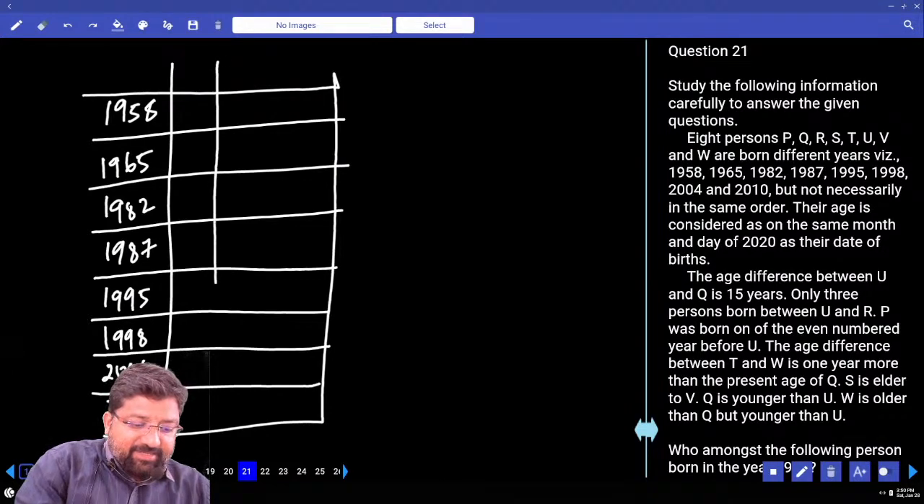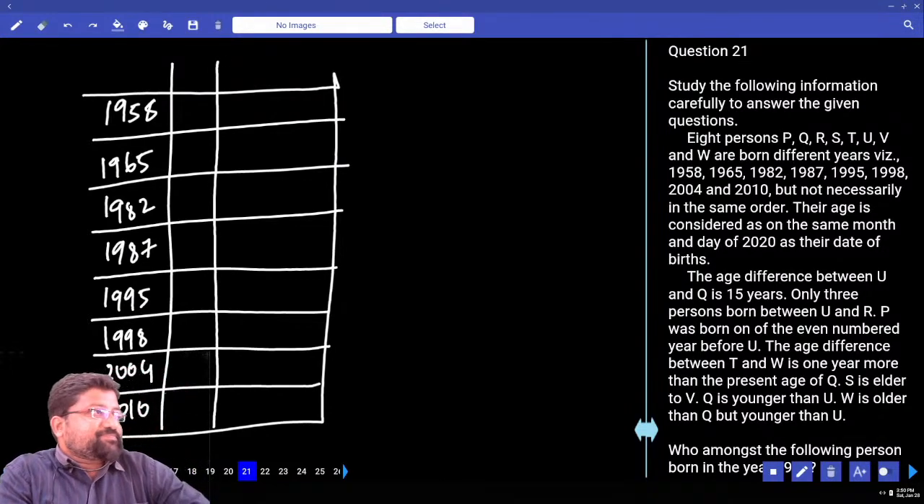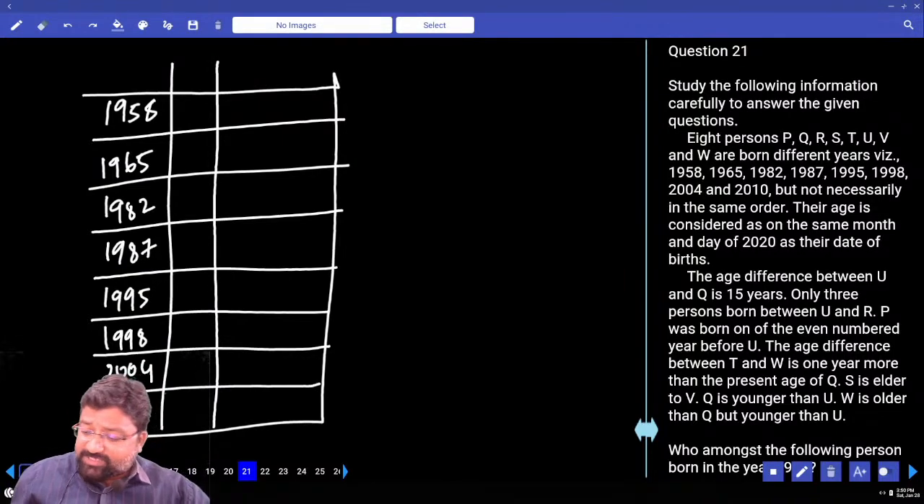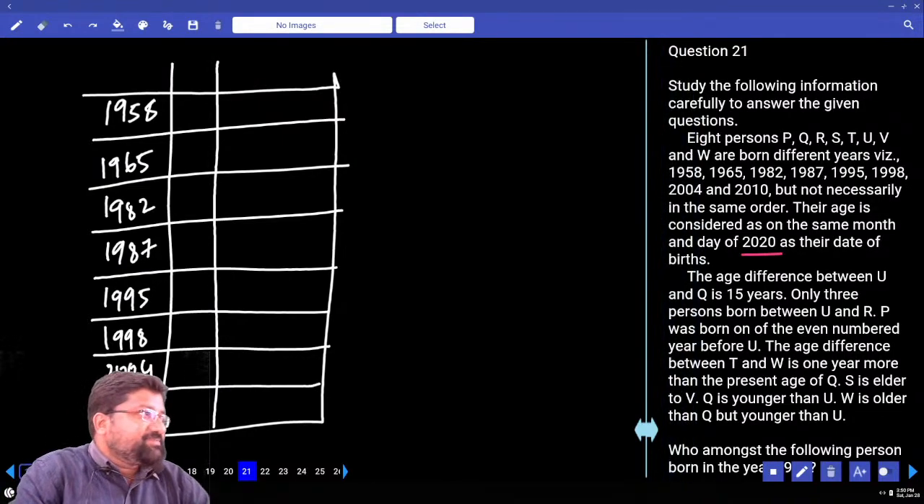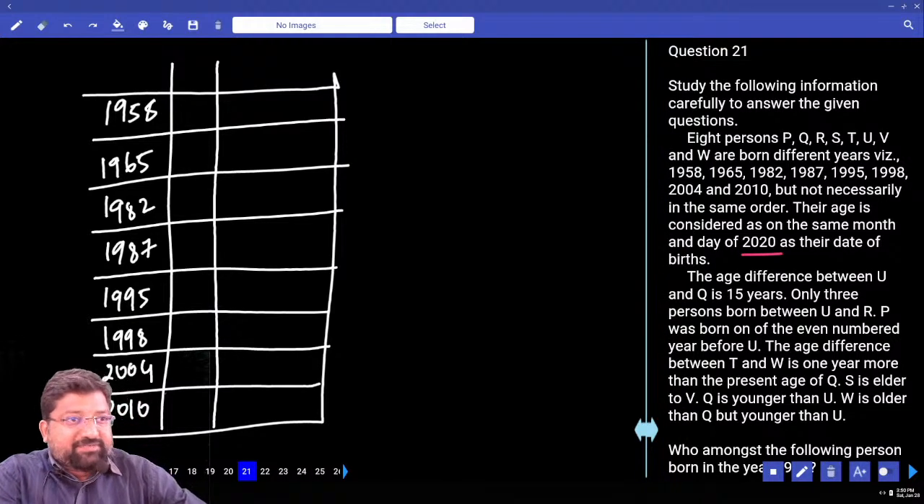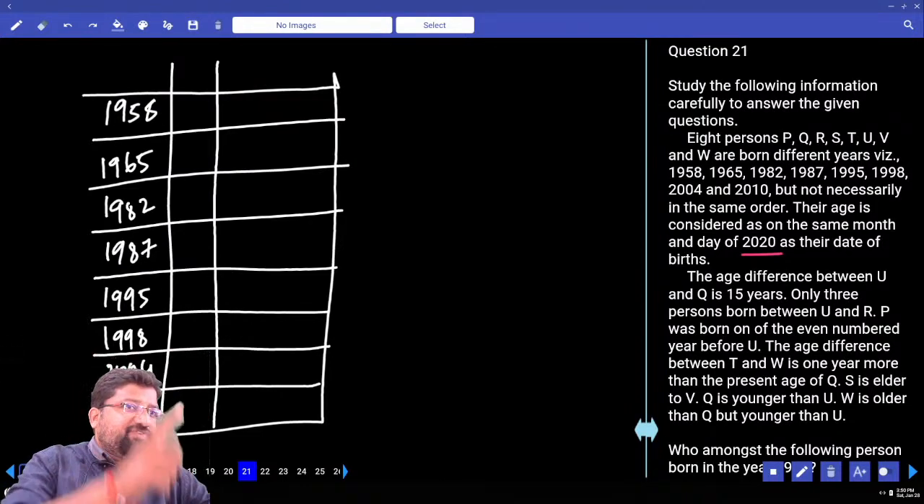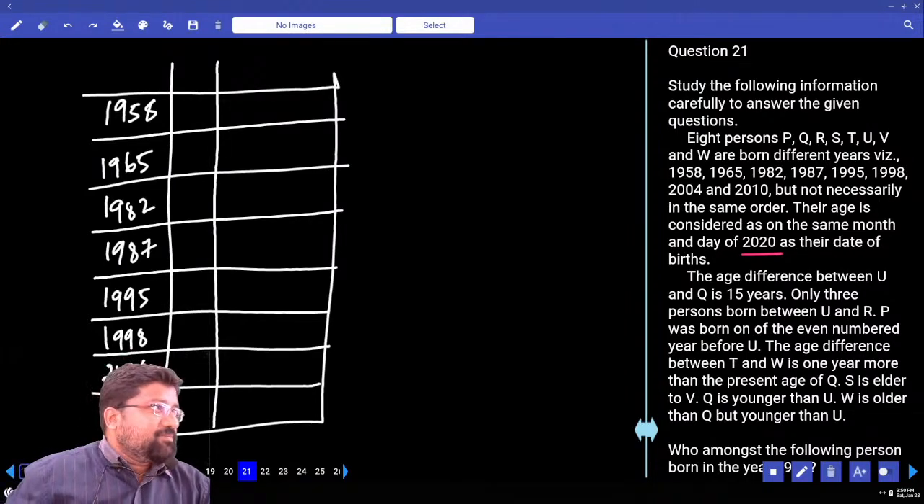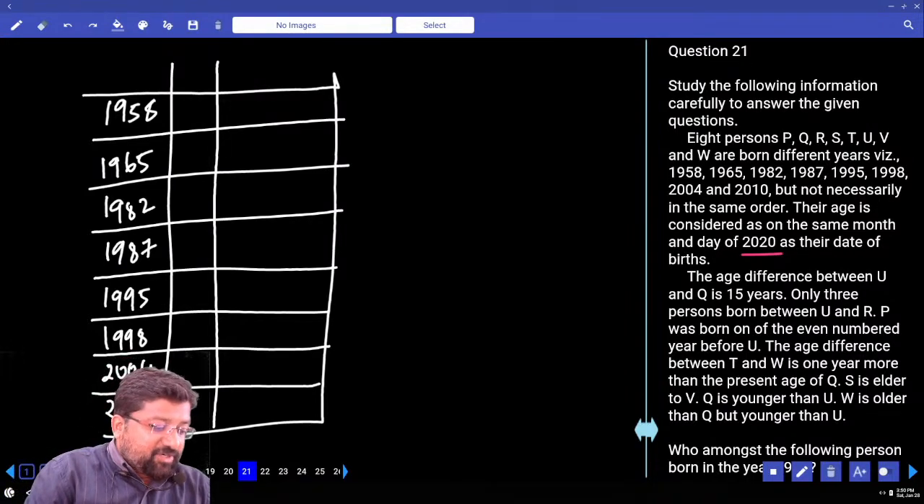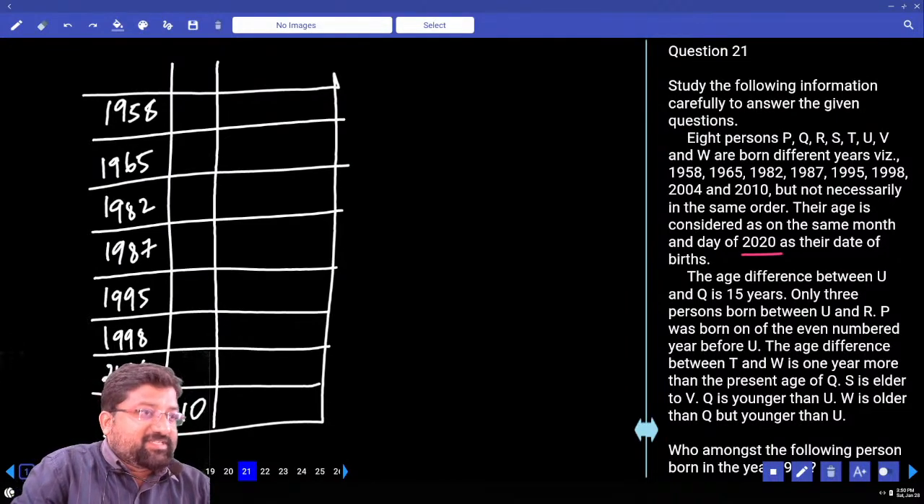What is the base year that you are supposed to consider? 2020. See, I'll tell you one small technique. Every time we'll not see if somebody is born in 2010, what will be his age in 2020, or if somebody is born in 1998, what is his age in 2020. We'll not calculate in that way. We'll either go from top or from bottom. 2010, 2020, what will be the age? 10. Now get the difference between 2004 and 2010. 6 years. And this fellow is 16.